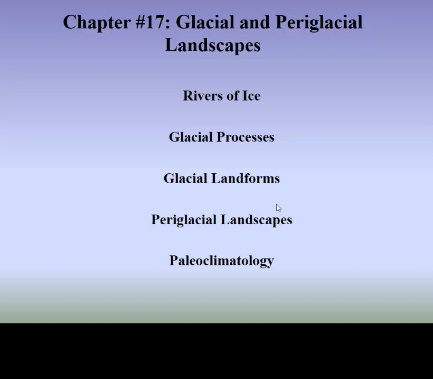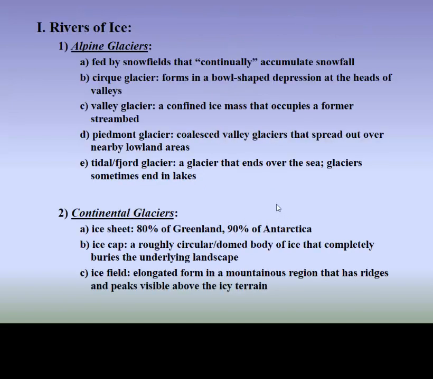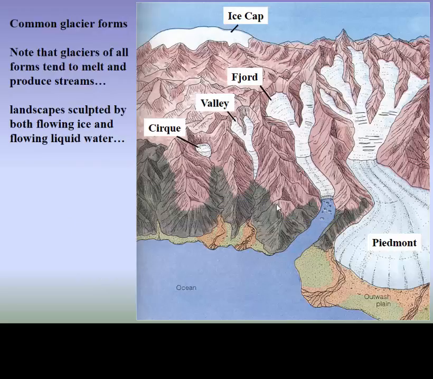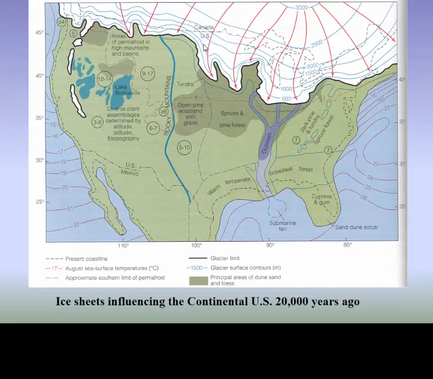Chapter 17, last, talks about glacial and periglacial landscapes, rivers of ice, glacial processes, paleoclimatology. Basically, glaciers are rivers of ice. We have continental glaciers, which are like ice sheets on about 80% of Greenland, 90% of Antarctica, ice caps, ice fields, and these moving ones such as your glaciers. We'll look at examples of these, but you can see the Piedmont foot of the mountain right here. We've got these fjords, which are formed valleys, ice caps. So these are some of the terms attached to them.